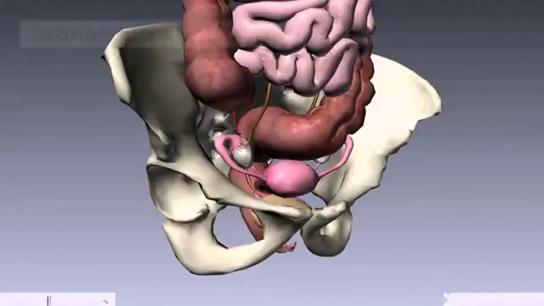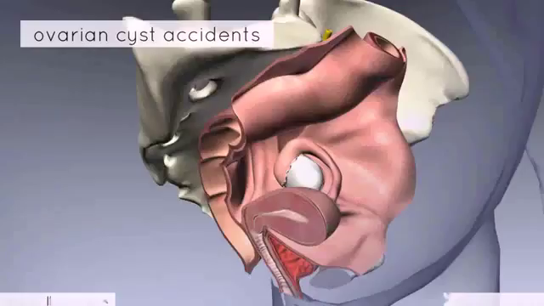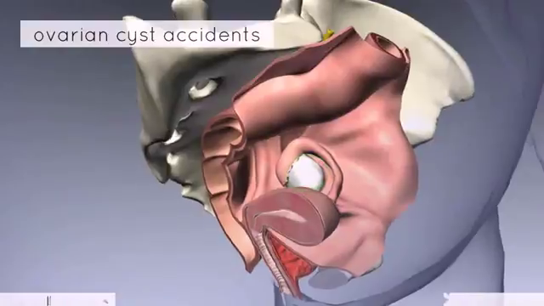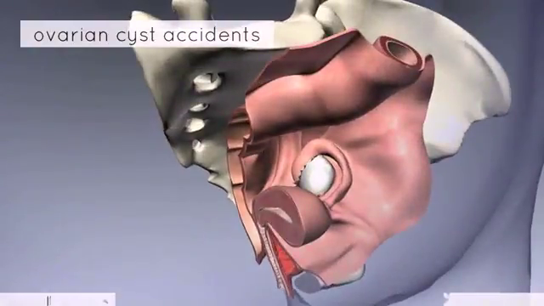So the first is ovarian cyst accidents. So the ovaries can develop cysts within them, and an ovarian cyst is a fluid-filled sac. And the problem with these cysts is that the cysts can rupture, or they can cause the ovary to twist, which compromises its blood supply and can lead to infarction and ultimately necrosis and death of the ovary.